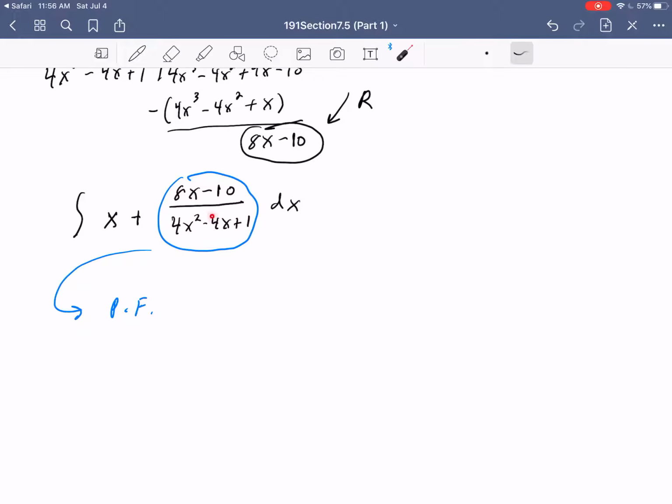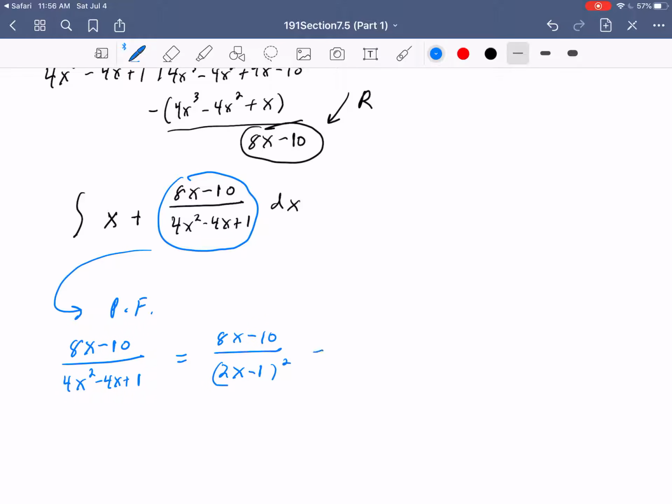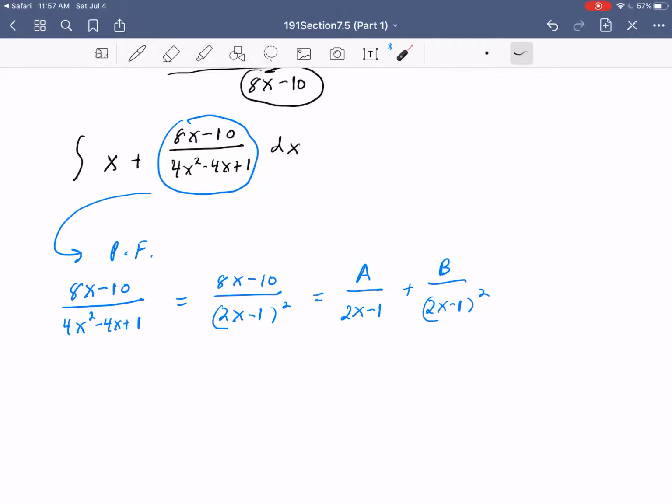Because we already know what this factors as, things are a little bit easier. We have 8x minus 10 over 4x squared minus 4x plus 1, and that needs to be the same as 8x minus 10 over (2x minus 1) squared. We have a repeated linear factor here. Since it's linear, the numerators are going to be constant, so A over 2x minus 1. But since it's repeated, we'll have a second one, B over (2x minus 1) squared. Remember that the number of constants you need to solve for always matches the degree of the denominator. Degree 2, so we've got 2 constants to solve for.